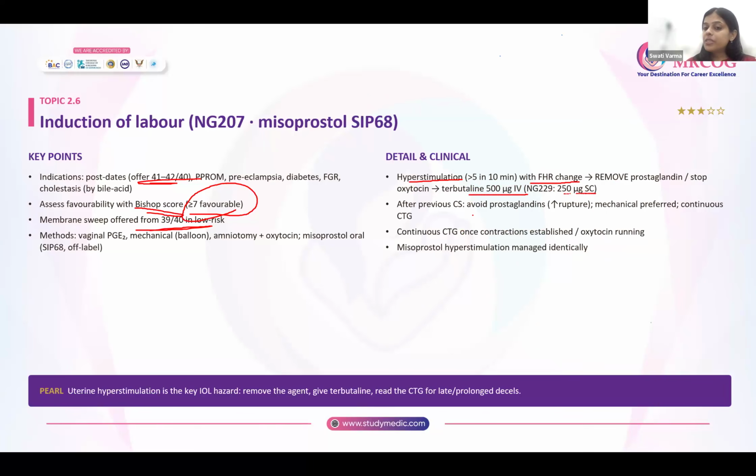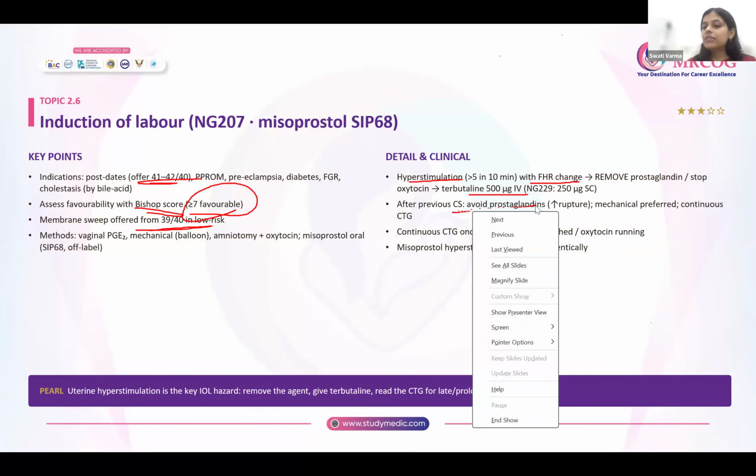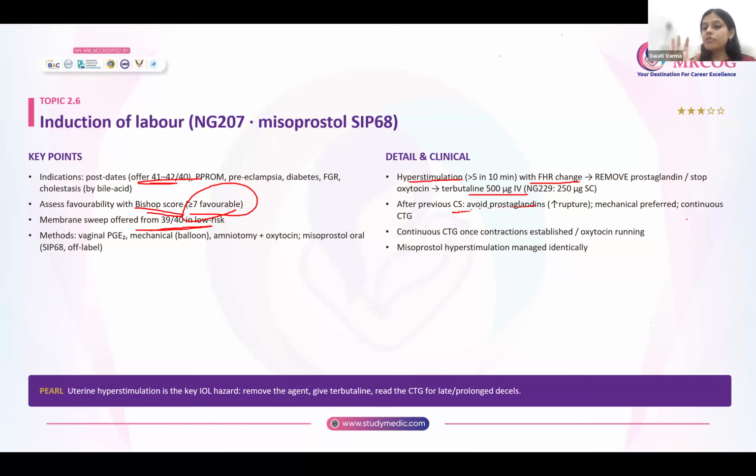Then after previous cesarean section, we all know there is high risk of rupture. So after CS, avoid prostaglandins. Mechanical is often preferred. So if any scenario is given where the lady is previous cesarean and you are asked about the induction method, prefer to choose mechanical. And always, if you are doing VBAC, put her on continuous CTG. Then once contractions are established and oxytocin is running, you have to do continuous CTG.